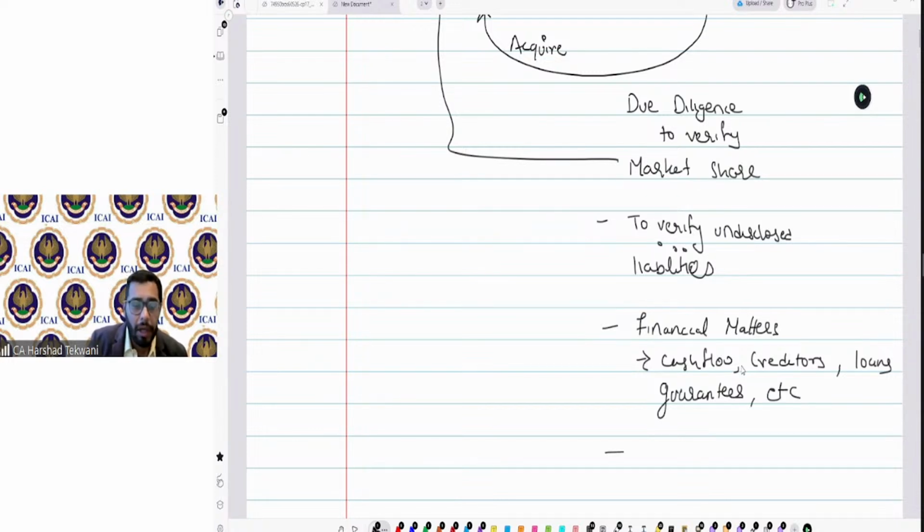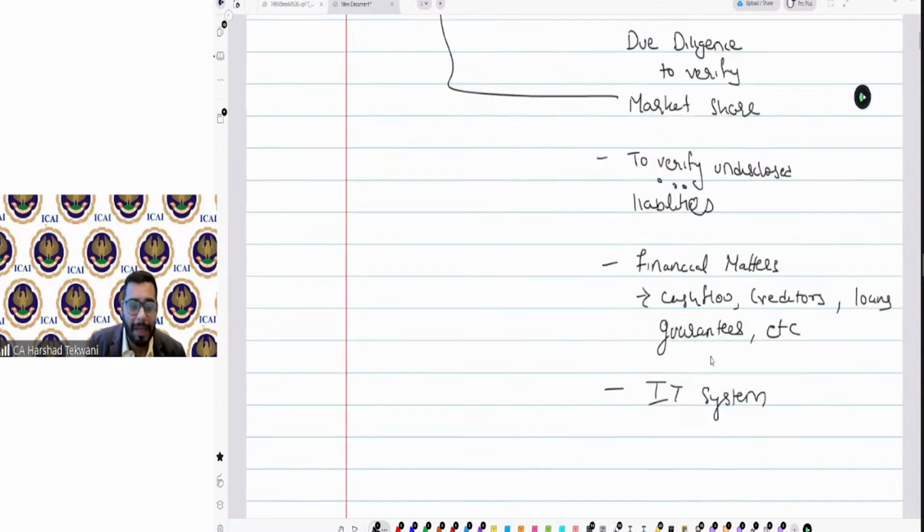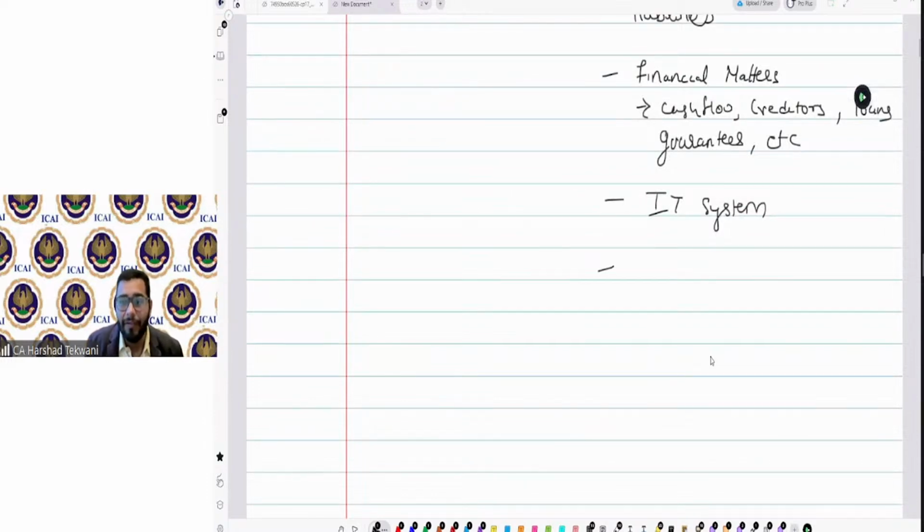Then, again for due diligence, it can be the IT system: how strong the IT systems are, what IT systems are being used, whether they can be migrated from one to another. Then legal due diligence with respect to laws and regulations that are applicable: which laws are applicable to the company, and whether the company is complying with them. Then environmental: whether the company has a manufacturing plant, and if yes, whether it is complying with the environmental laws or not. Is there any previous penalty upon the company? A lot of things with respect to environmental.